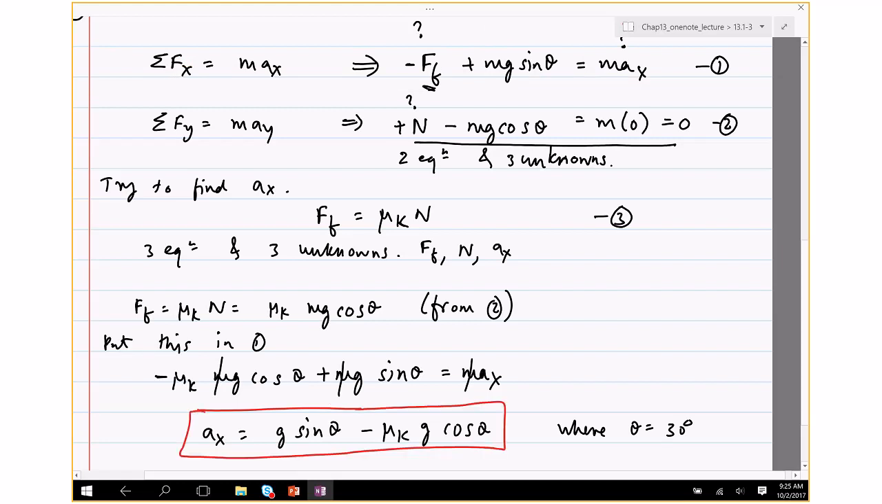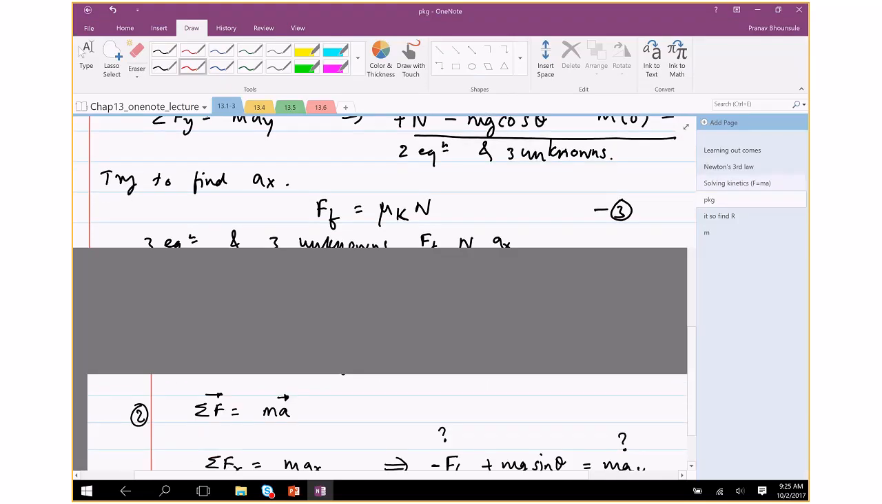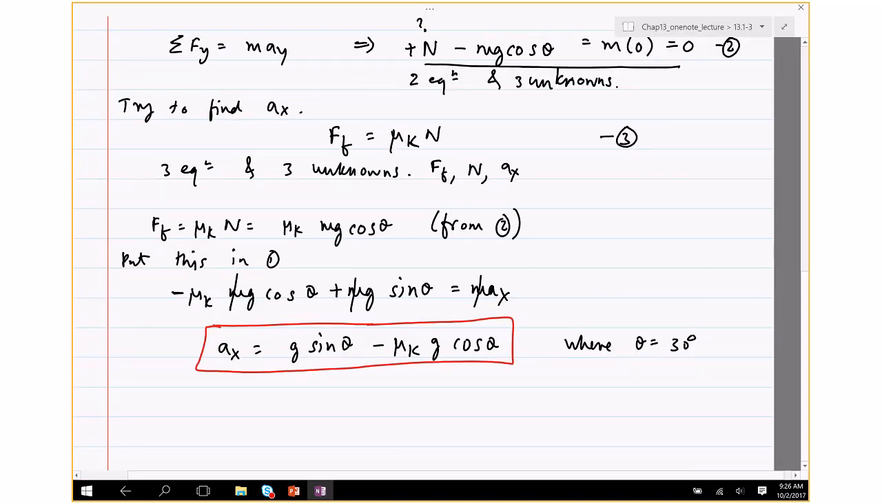So given the friction coefficient, given theta, the angle of the inclined plane, given gravity, I can find the acceleration of the block. So another step could be, well, I could tell you to find the velocity after 10 seconds or 5 seconds, in which case you're going to take the expression and integrate it. So that would be step 3 of the algorithm which I told you about. But in this case, you only stopped at figuring out a. Okay, is that clear? We'll do more problems and hopefully it'll be more clear.